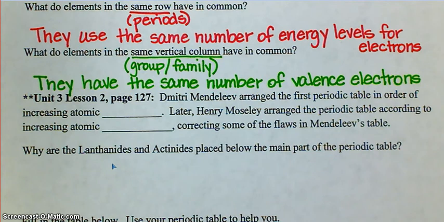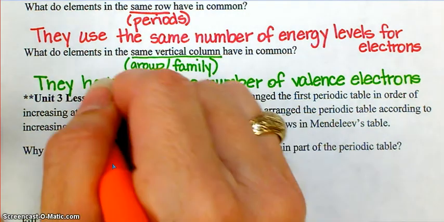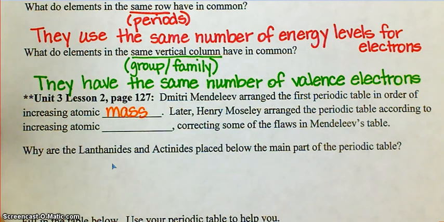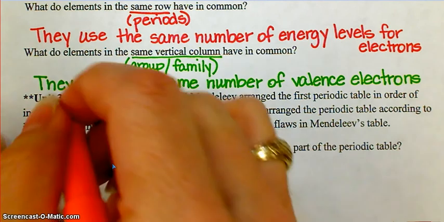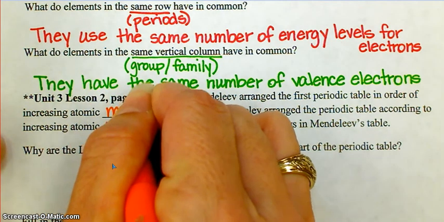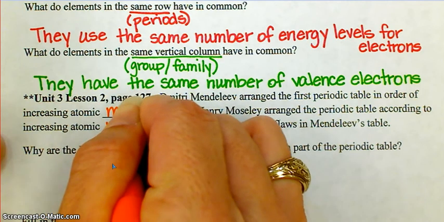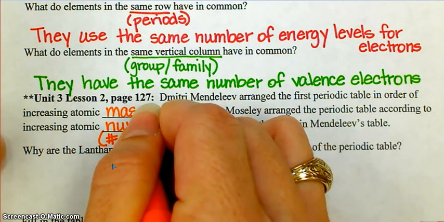That's important. All right, Unit 3, Lesson 2, page 127. Dmitri Mendeleev arranged the first periodic table in order of increasing atomic what? Mass. Later, Henry Moseley arranged the periodic table according to increasing atomic number. Remember that atomic number is the number of what? Protons.